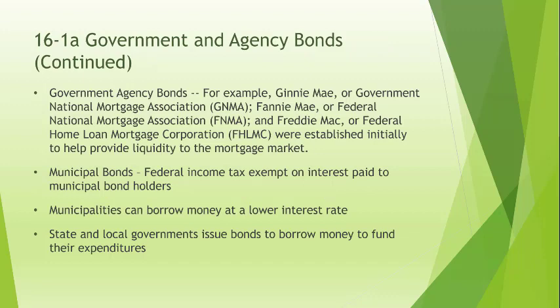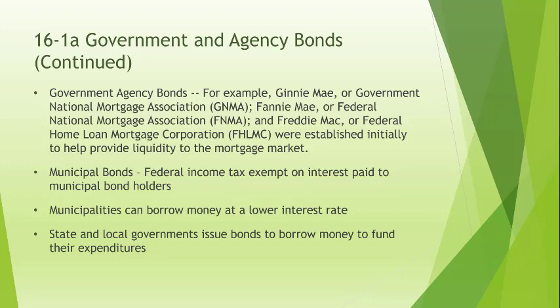So that's government bonds. Some people call those sovereign bonds as well. Those two terms are interchangeable, as you're going to see. And then there's government agency bonds. So any government agency can issue bonds. So for example, there's Ginnie Mae, which is the Government National Mortgage Association, or Fannie Mae, which is the Federal National Mortgage Association, or Freddie Mac, which is the Federal Home Loan Mortgage Corporation.